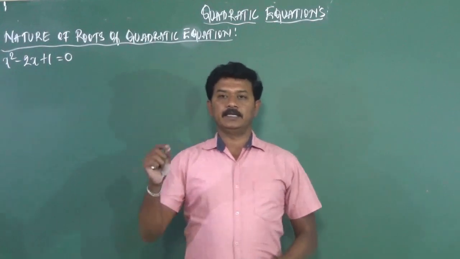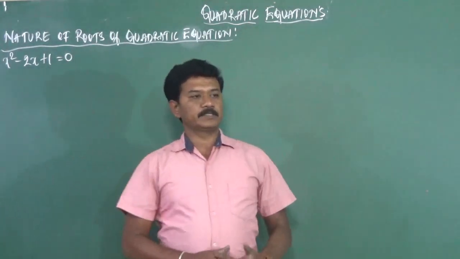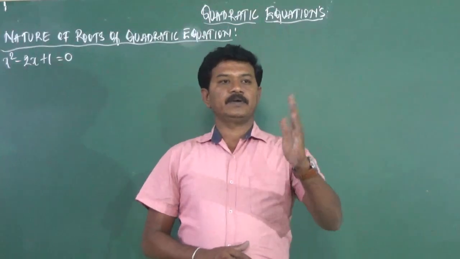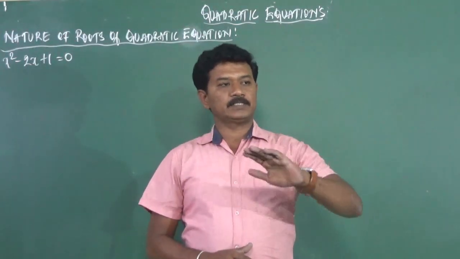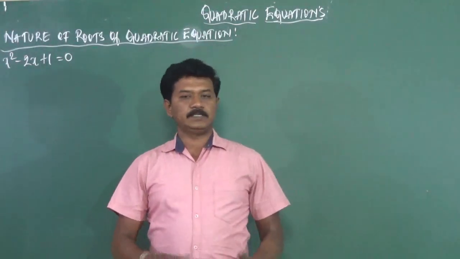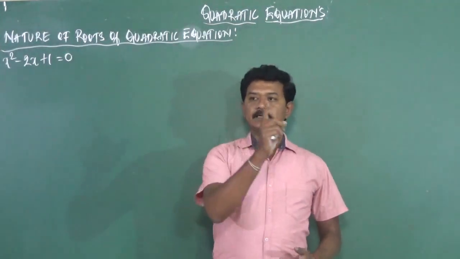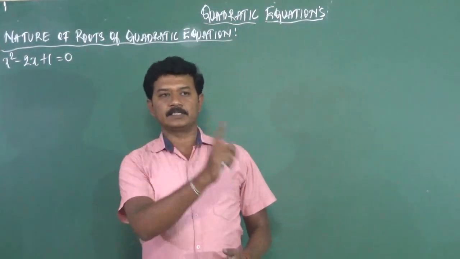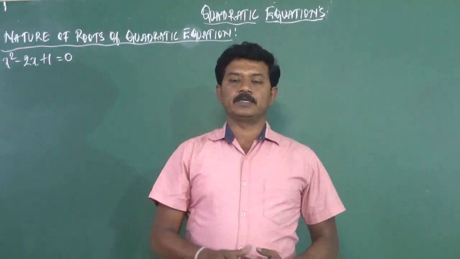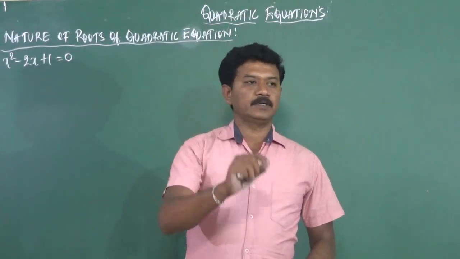That is, the nature of the roots of the quadratic equation depends upon the coefficient of x square, the coefficient of x and the real constant. That is, it depends on a, b and c. The values of a, b and c for a given quadratic equation define the nature of the roots.